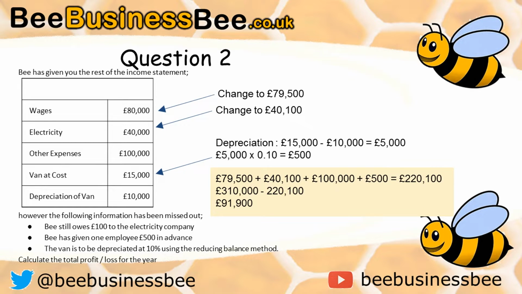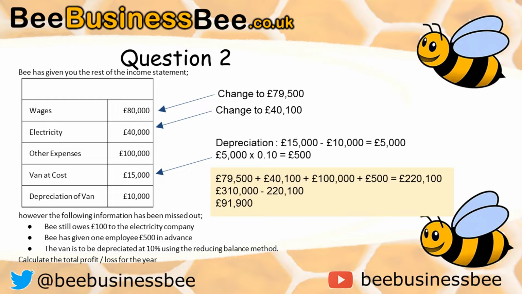In question 2, you were required to carry out more changes. For example, you had to adjust the wages because B had actually paid an employee in advance. So actually you'd only got £79,500 to pay out on this income statement. The electricity cost had actually increased from £40,000 to £40,100, and you had to calculate depreciation, and you should be aware of how to do that using the reducing balance method. You actually have to understand these methods to be able to calculate them. That's why I practice so much with you and stress them to you.